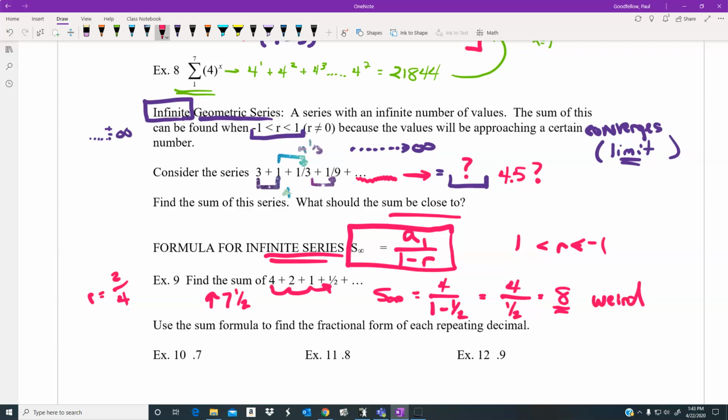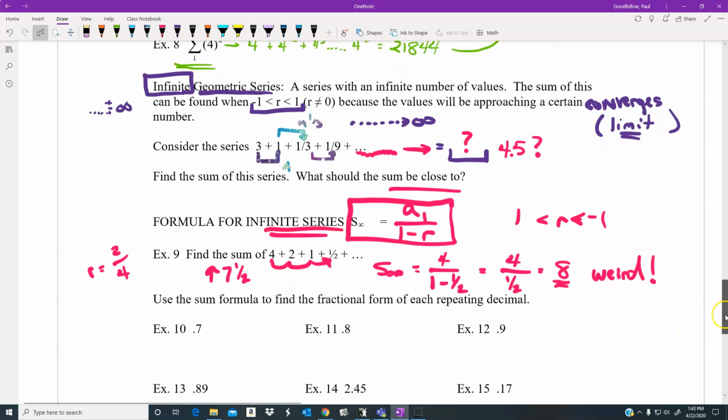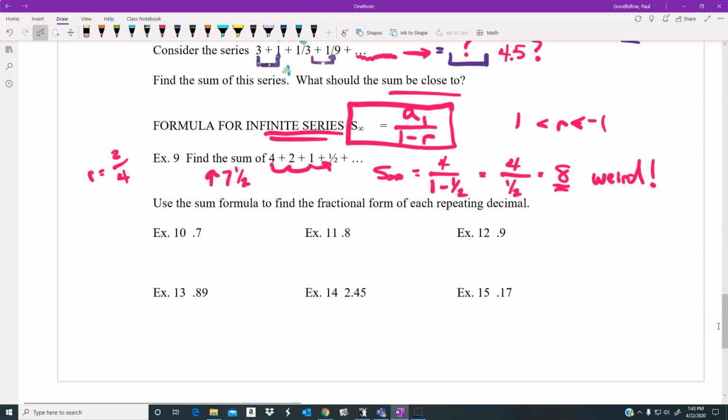Weird. That's some weird stuff. But it doesn't boggle the mind too badly in the fact that it should coalesce to a specific limit. And that limit is going to be the number 8.